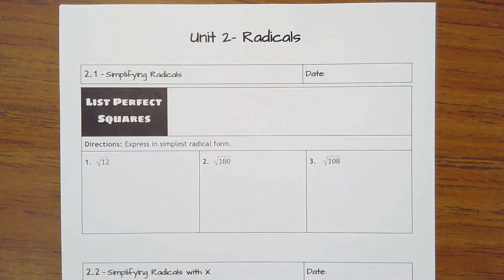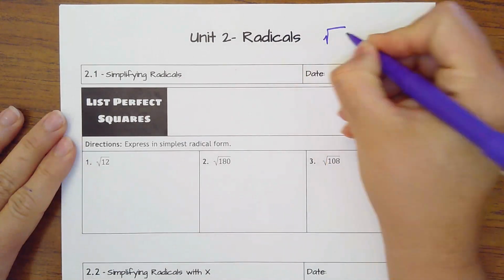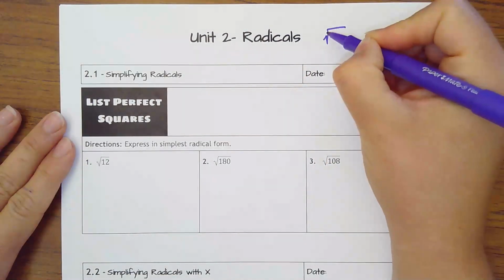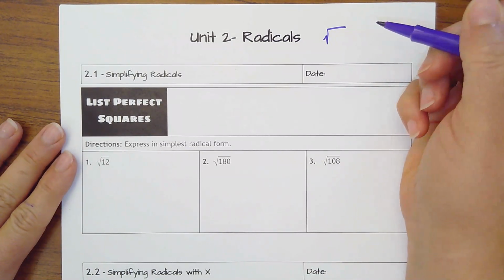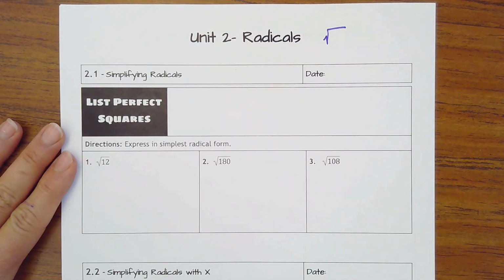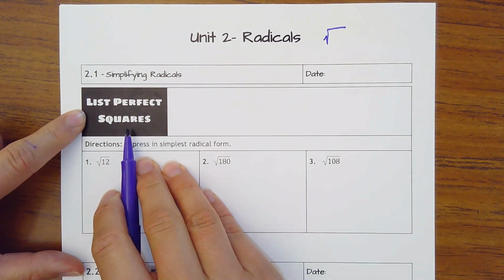Unit 2 is called radicals. We've already learned that radicals are anything with this root symbol over top, and it can be any index: a square root, a cube root, a fourth root. But today we're going to be actually simplifying radicals. When you're simplifying radicals, you have to know what the perfect square numbers are.